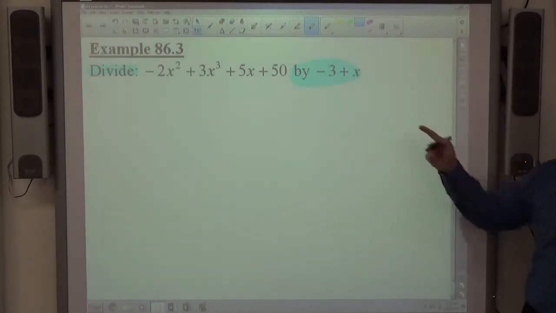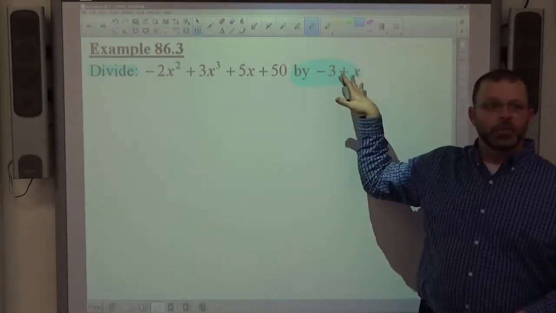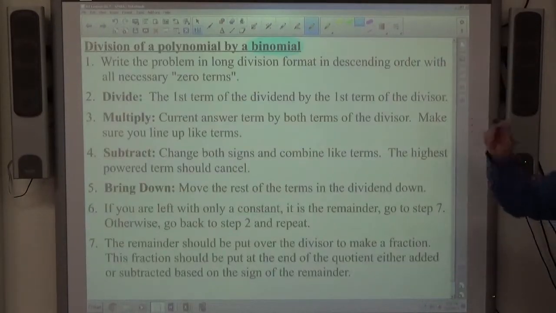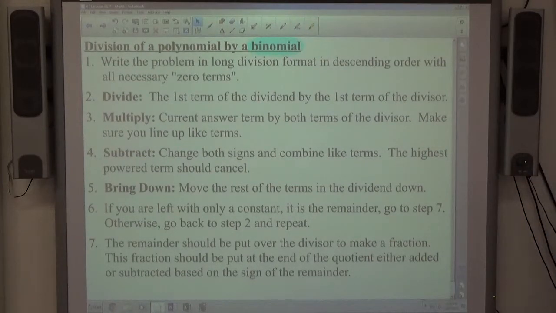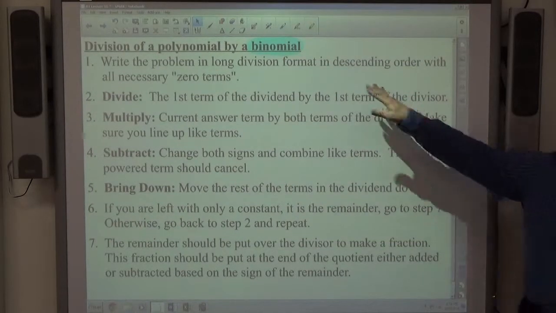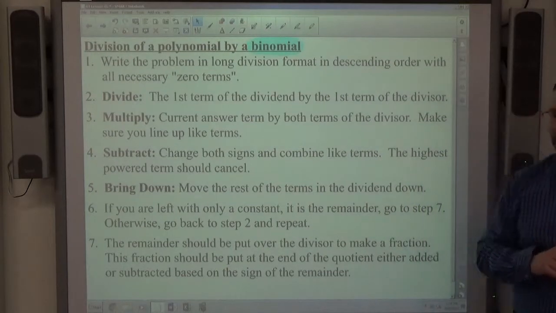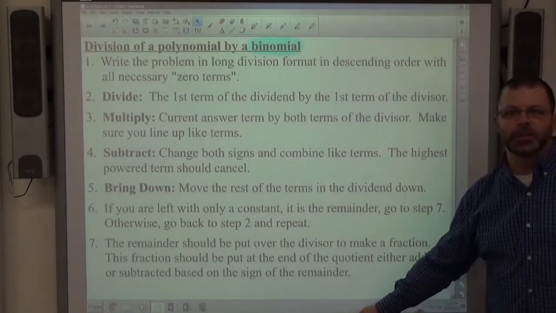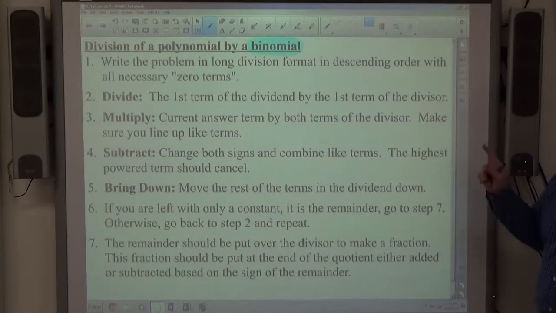And again, no matter how many terms this has, if it's a polynomial divided by two terms, this is the process we're going to follow. Now, the first step of these problems is to get proper format, which is long division format, with descending order and zero terms if necessary. A zero term is just a power that's missing. So if there's an x cubed but no x squared, you're going to put a 0x squared in. That's going to happen in problem 4. Not so much in problem 3.